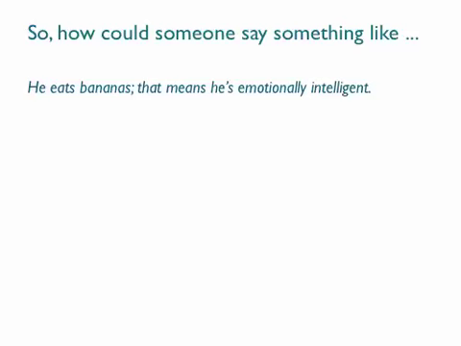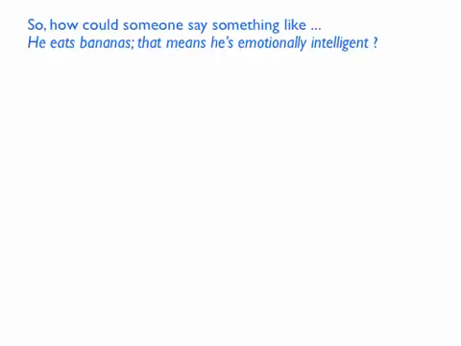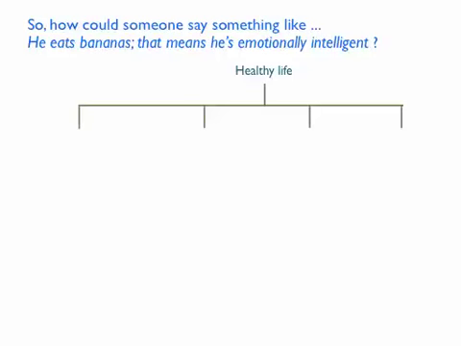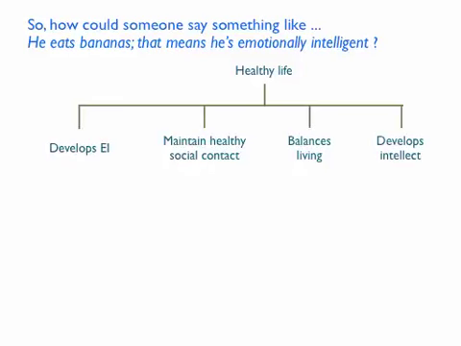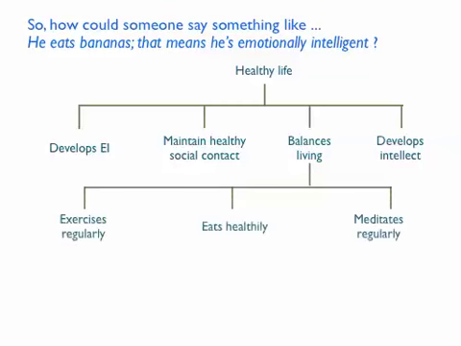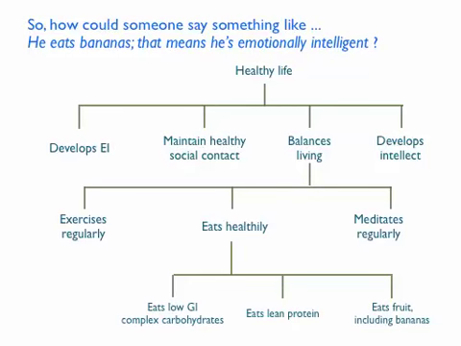We see somebody who eats bananas and we take that to mean that he's emotionally intelligent. Here's a proposed scheme that's logically consistent for the concept of a healthy life. It involves, for example, or could involve, developing emotional intelligence and those other things there. Let's look at balanced living. That might include these things, and that's all a reasonable proposition. And eating healthily could include these things, and there are the bananas down on the bottom right-hand corner.